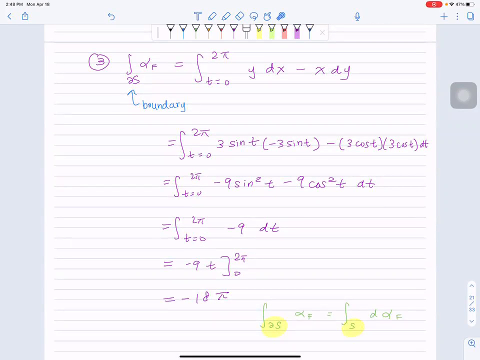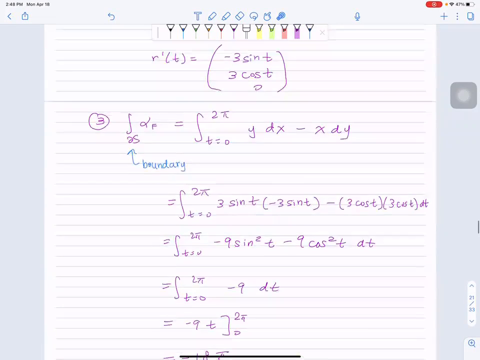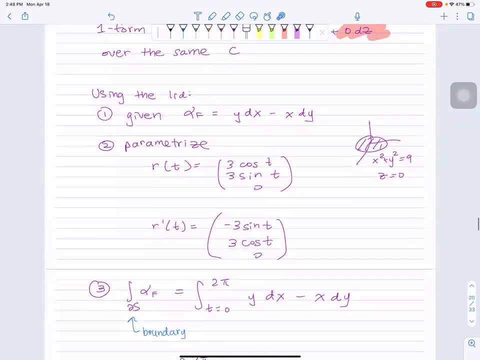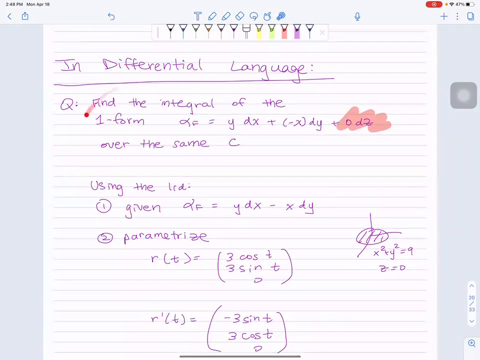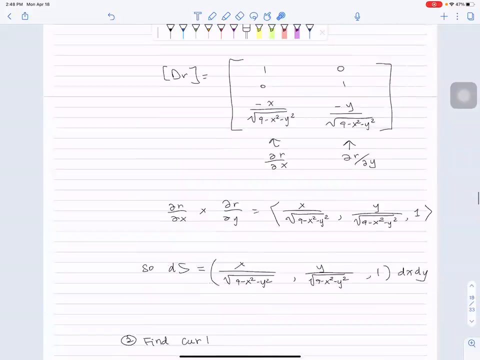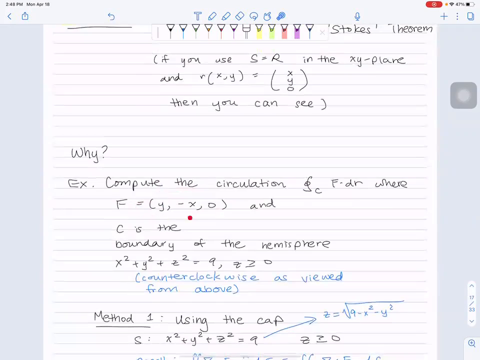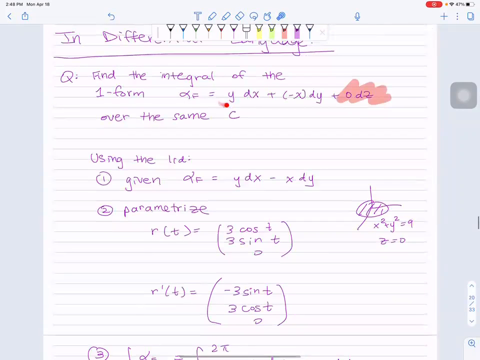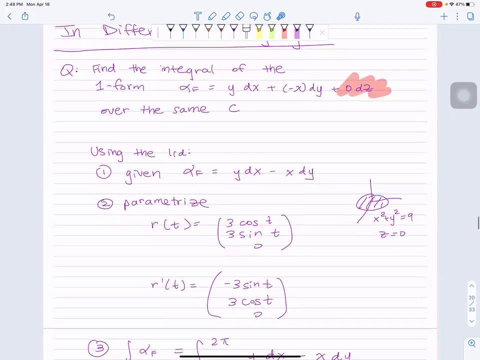So the one-form that we're in, are there any similarities to the last one-form? This example is the same thing as the last example, but in a different language. Is that the same vector? Yes, it's the same vector in one-form. Our function was y, negative x, 0. Yep. So same question, just different language. I was showing a comparison. Any questions on that?